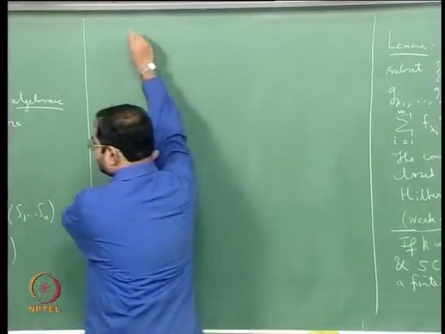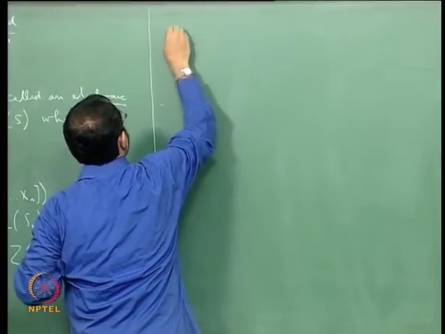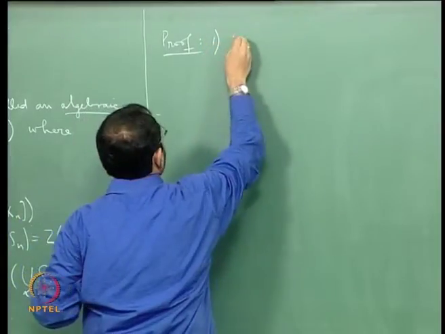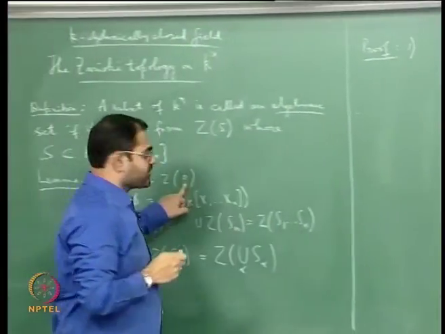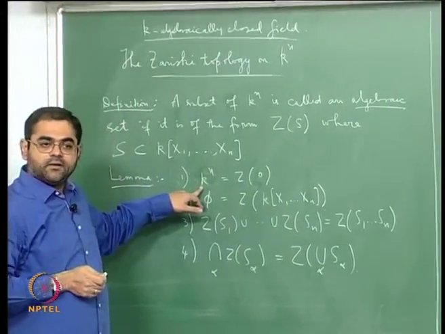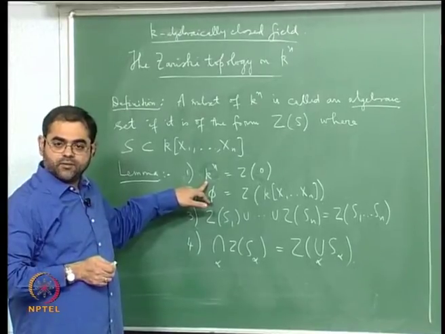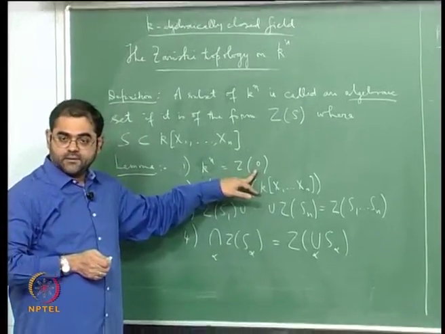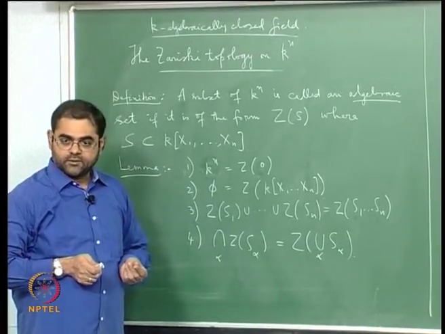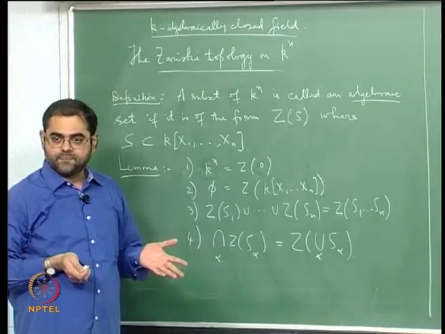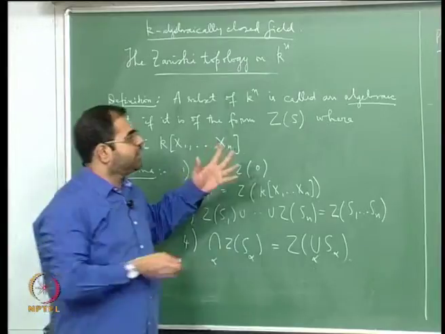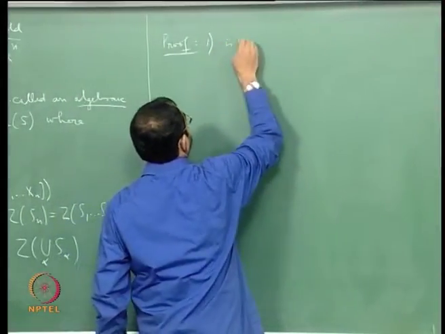So the proof. The first one is, well, what is Z of 0? It is all those points in K^n which give 0 when you substitute them in the polynomial 0, but the polynomial 0 is a constant polynomial, it always has the value 0 no matter what you substitute in the polynomial. Therefore every point in K^n satisfies this. Okay, so one is obvious.